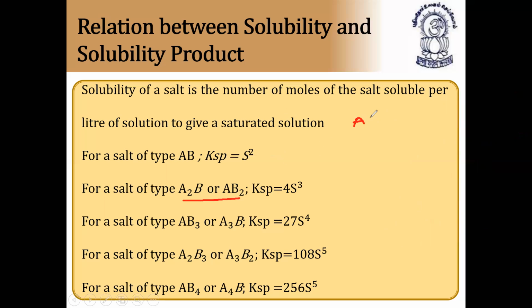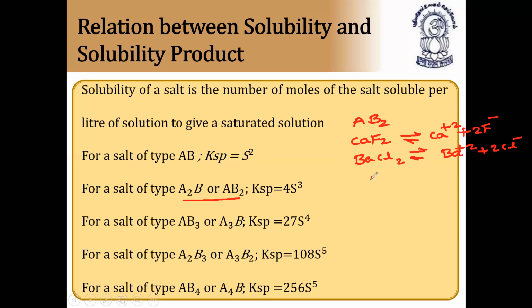For AB2 type salt, I will write examples here. AB2: calcium fluoride, because the charge of calcium is plus 2 and fluorine is minus 1. Where the charges on cation and anion are not equal, they come under AB2 type salt. So calcium fluoride, barium chloride, which also dissociates to form Ba2+ plus 2Cl-. Like this we have AB2 type salts.